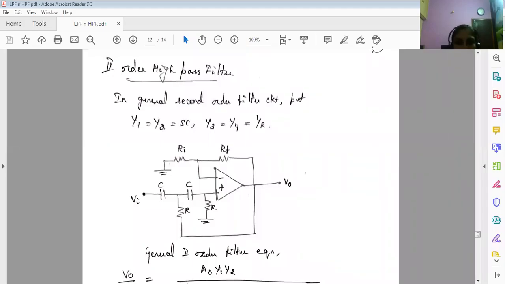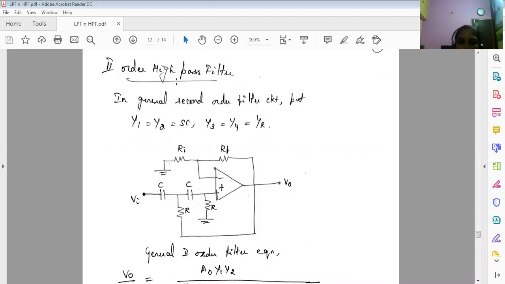Hello students. So now in this session we'll be doing the second order high pass filter. We've already done the first order low pass filter, and the first order high pass filter was an assignment. In the previous session we did the second order low pass filter. So in this class we'll see what the second order high pass filter is and what the transfer function for the second order high pass filter is.